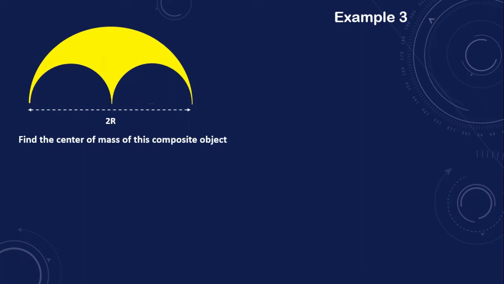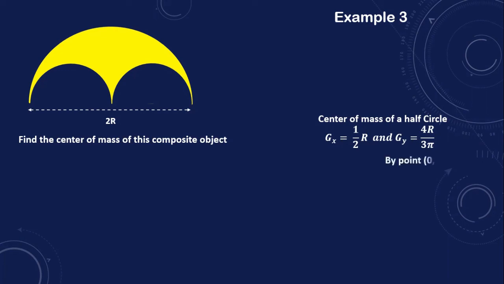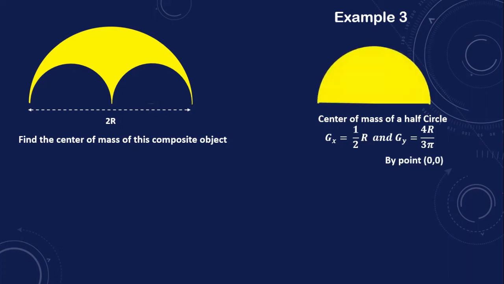Okay, I'll give you a clue. The center of mass of a half circle is noted as gx equals a half r and gy is 4r divided by 3 pi. This is the formula, from 0, 0 or with respect to the origin point. Okay, students? Okay, this is a half circle. By drawing the xy axis on this half circle, gx is a half r and gy equals 4r divided by 3 pi from 0, 0.